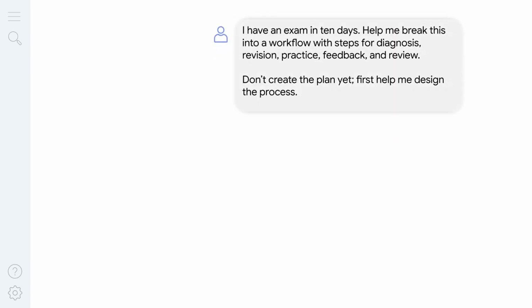There's a prompting move that makes this easier. Instead of jumping straight to "make me a study plan," you can ask AI to help you design the process first. "I have an exam in 10 days. Help me break this into a workflow with steps for diagnosis, revision, practice, feedback, and review. Don't create the plan yet. First, help me design the process." Clarifying the process before the product is what turns a one-off answer into something repeatable.